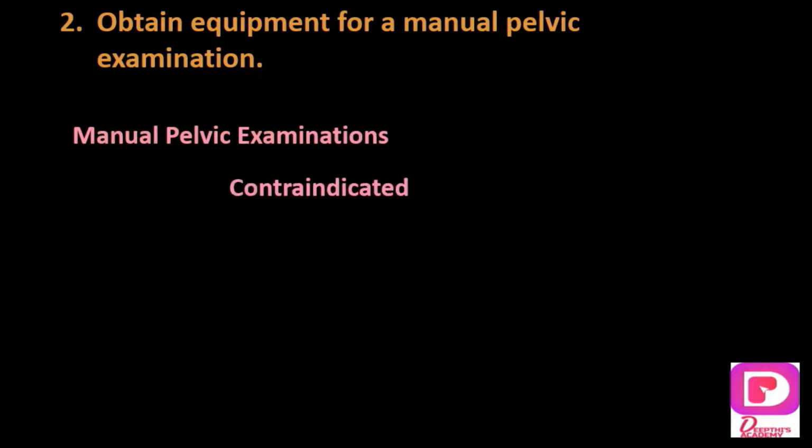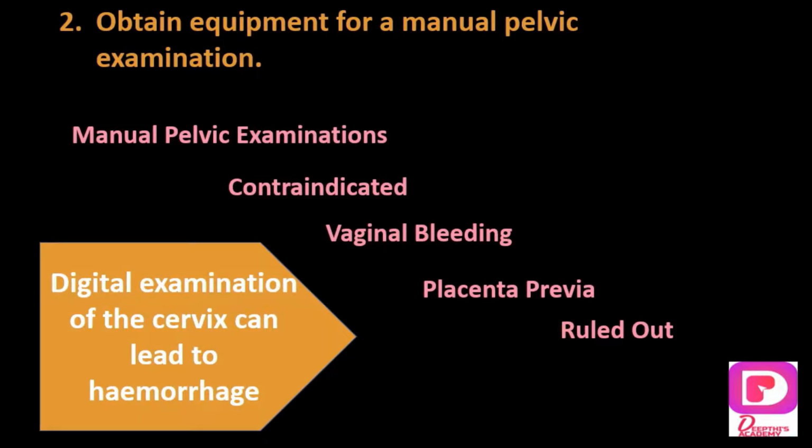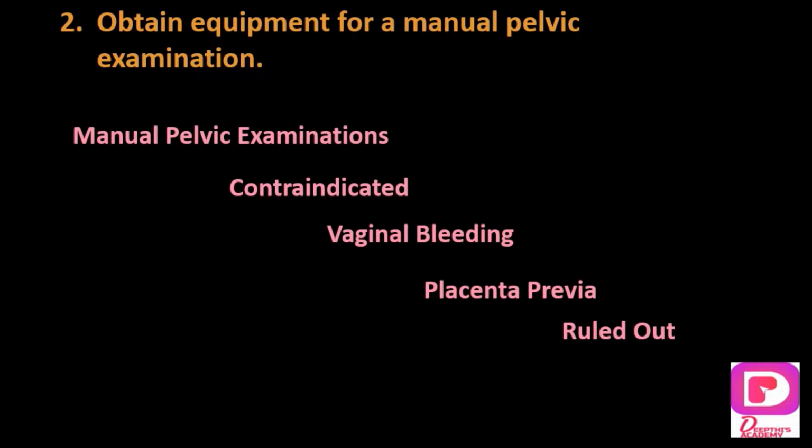Here is our second option. Obtain equipment for a manual pelvic examination. Manual pelvic examinations are contraindicated when vaginal bleeding is apparent until a diagnosis is made and placenta previa is ruled out. Digital cervical examination can lead to hemorrhage. So, if the doctor asks us to arrange the equipment for a manual pelvic examination, that is contraindicated. Most probably this may be our right answer. Anyways, let's see the other two options also.